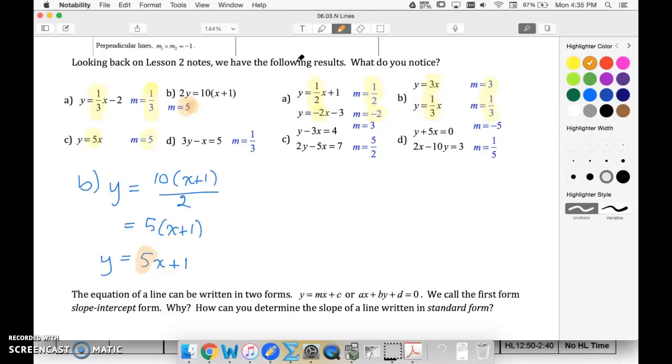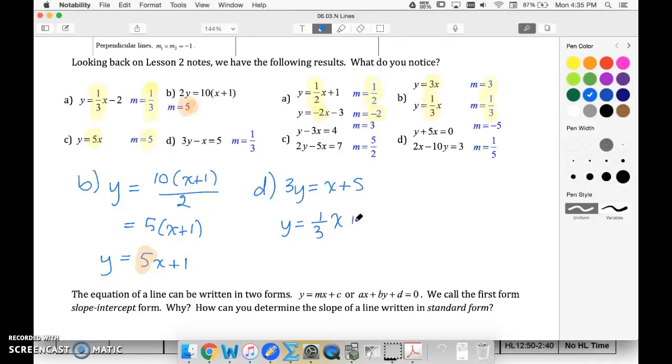This one took a bit more rearranging. I'm going to add my x to the other side. x plus 5, divide everything by 3. So remember, there's an imaginary 1 in front of the x here, so I could say 1/3 x plus 5, and now I can see my slope again.